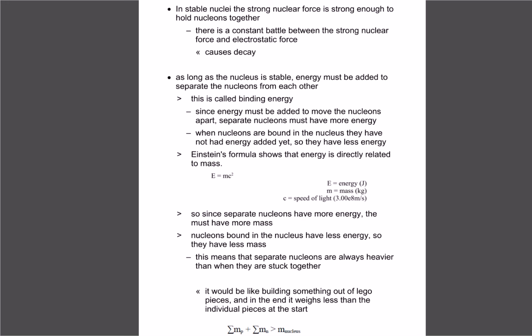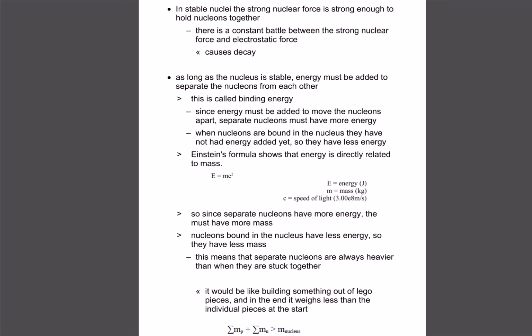So the strong nuclear force is pulling them together, the electrostatic force is pushing them apart, and if it's stable, then that means the nuclear force is holding its own and it's winning the battle. If it's not, if the electric force is bigger, then we're going to start losing neutrons or whatever, and it's going to start to decay. So as long as the nucleus is stable, we need energy to get those things apart. If we're going to add these things together, then there's always going to be this energy.